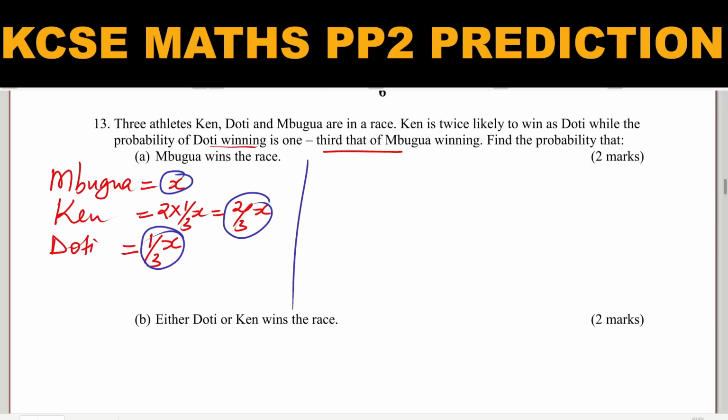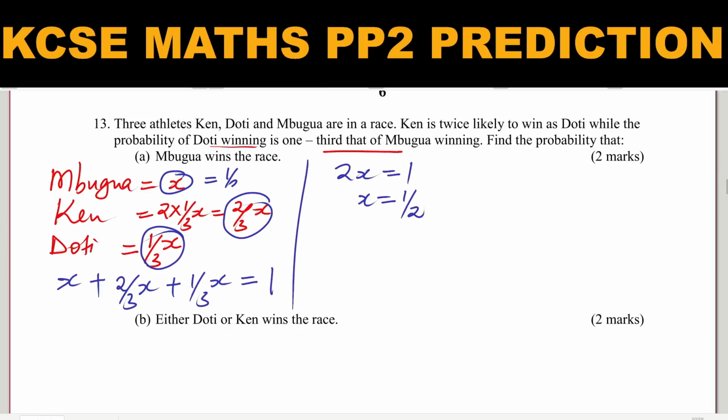What is going to help us here is the fact that when we add, we get the sum of all these probabilities. That is the sum of probability of Mbogwa winning and Ken winning and Dottie winning. That should give 1. The probability of the 3 of them, if you add, we are supposed to get 1. So we add x plus 2/3 x plus a third x, and that will give 2x equals 1. So therefore you get x to be a half. So if x is a half, then that is the probability of Mbogwa. Remember, probability of Mbogwa was x, so the probability of Mbogwa winning is a half.